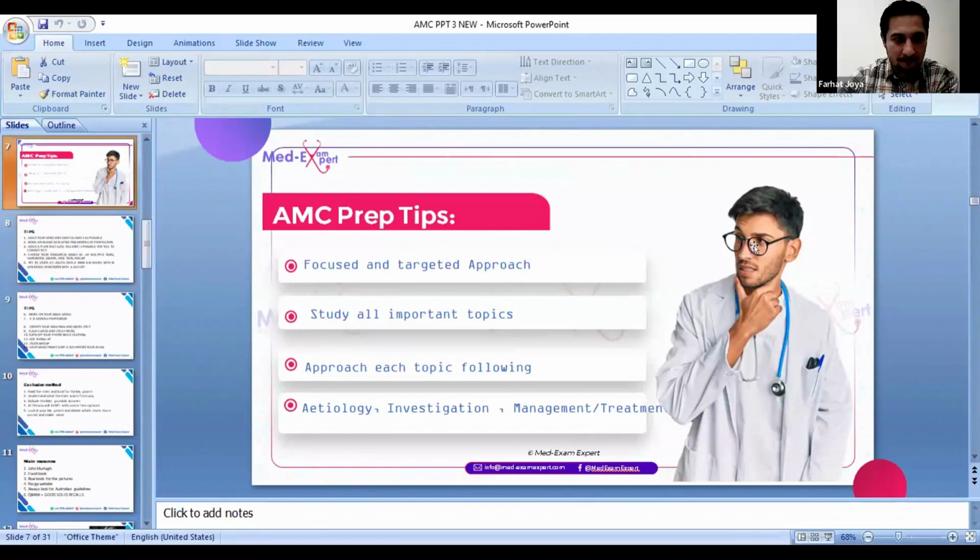Okay, great. There are some tips that were already given by Dr. Amtul, and they were very nice tips, really useful actually. So please follow the tips given by Dr. Amtul. We also have some tips over here, like be focused and have a targeted approach, study all important topics, and approach each topic following definition, etiology, investigation, management, and treatment, which is very, very important.